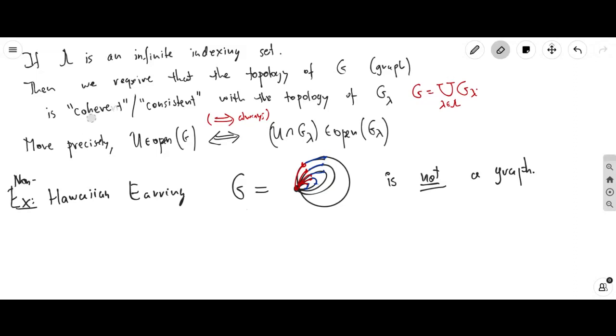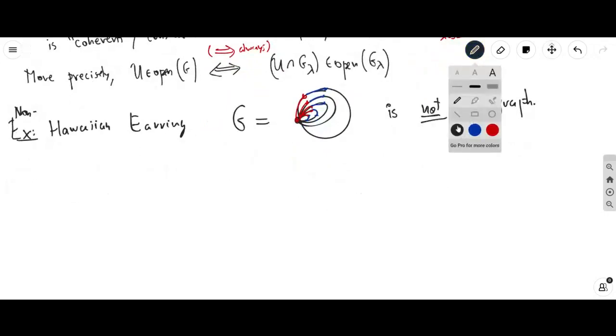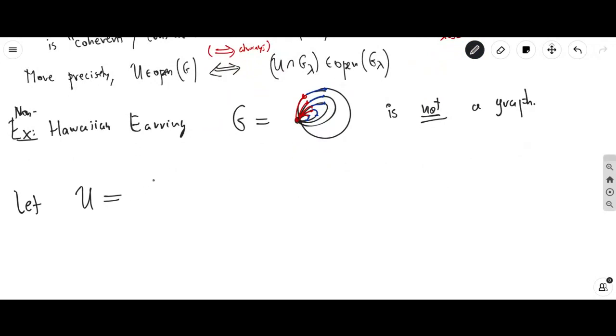But what's going to happen is that when you build this out of edges, the topology that you get coming from the edges will not be coherent with the topology that you started with. So here's an example that's going to show it to you. So let U represent the following subset. We're going to go to that point where everything comes together, and we're going to draw an open arc like this, and another open arc like that. We're going to draw an open arc like this, and an even smaller open arc like that.